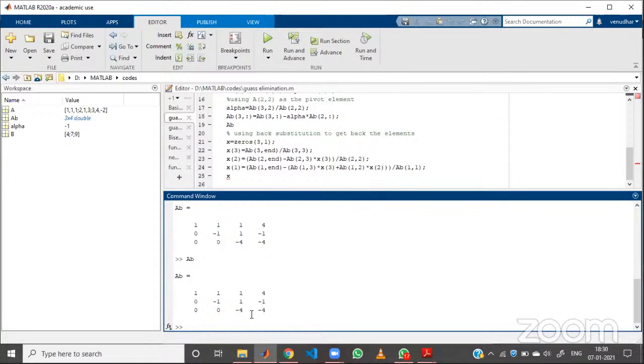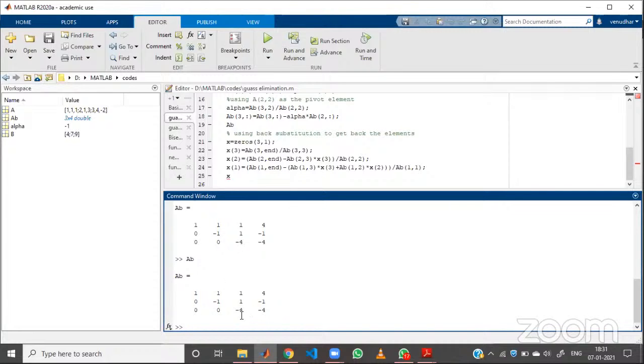Okay, so now we want x1, x2 and x3 as the final values, because the main aim was that. So now it becomes simple. Okay, now it becomes very simple. So how does it become very simple?